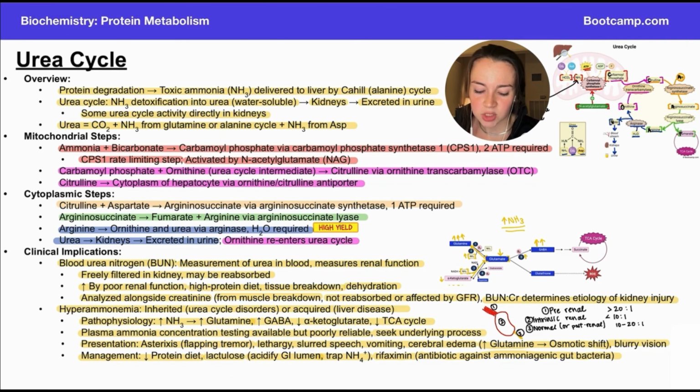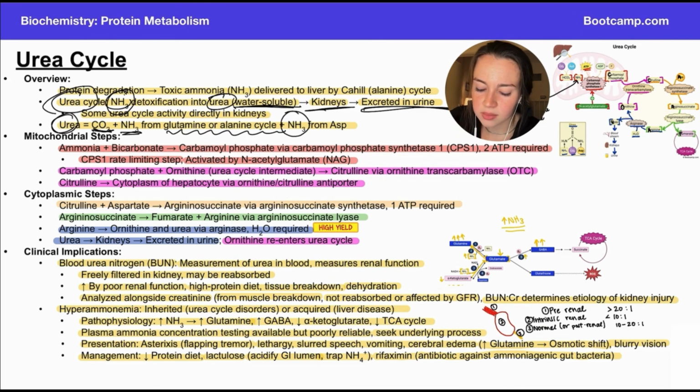So let's wrap this up. We've been talking about the urea cycle, which is how we detoxified ammonia into urea, a water-soluble form, which could go to the kidneys and be excreted in the urine. We had 3 ingredients to combine to make urea. We had CO2, we had ammonia from glutamine or the alanine cycle, and then we had another ammonia from aspartate. In the mitochondria, we combined ammonia from the glutamine or the alanine cycle with bicarb via the rate-limiting step CPS1. That step was upregulated by NAG and acetylglutamate.